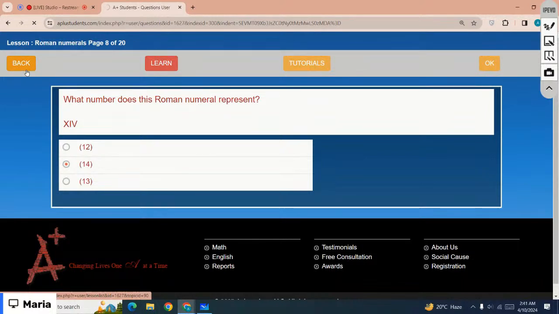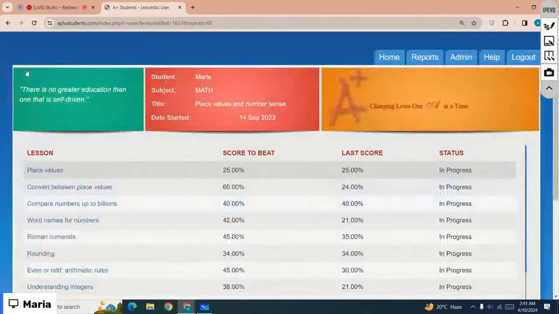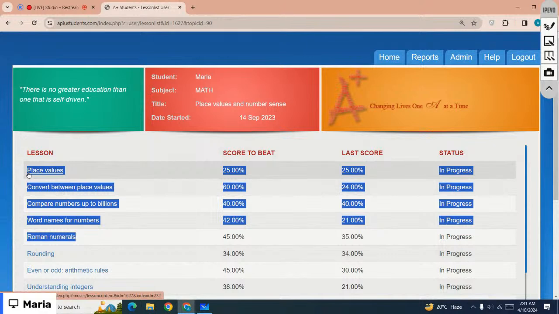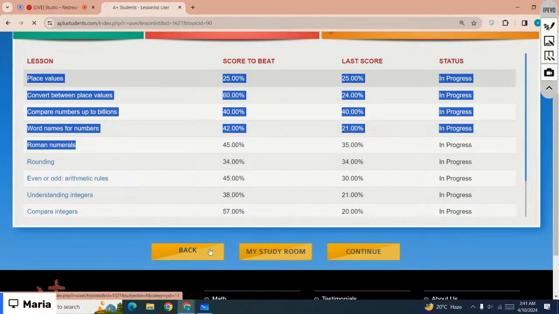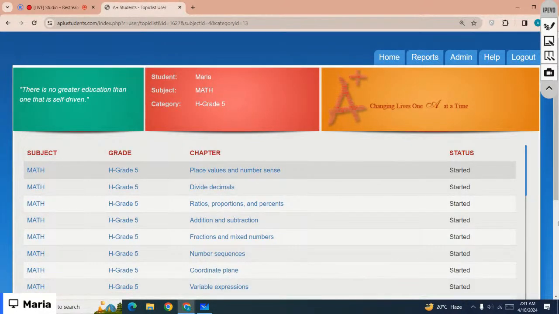So we were working on grade 5 math. The chapter we were working on is place values and number sense. The lessons we have covered today are place values, convert between place values, compare numbers up to billions, word names for numbers, and Roman numerals, right? So please make sure before the next session you complete all the practice questions for the lessons we did. That is your homework until next session, right?